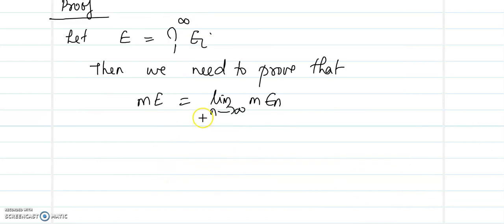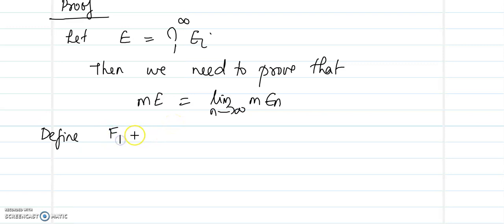So let's look at the proof of the result. Let me put E equal to the intersection 1 to infinity of E_i. Then we can rewrite what we need to prove as M of E equal to the limit as n tends to infinity of M of E_n. So this is what we need to prove. Now, each E_{n+1} is contained in E_n.